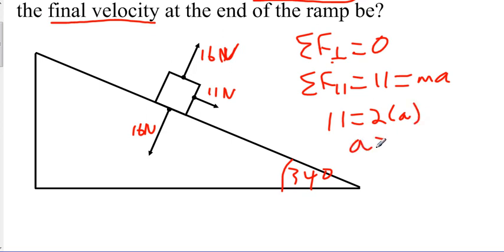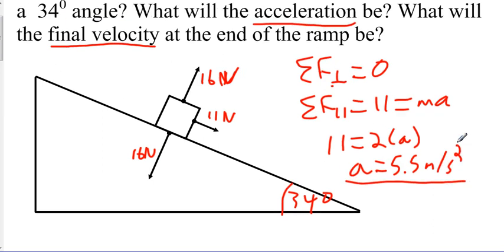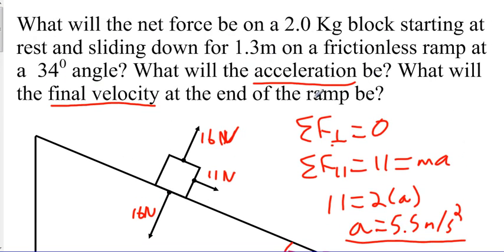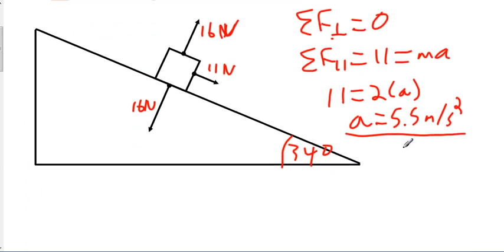So our acceleration is 5.5 meters per second squared. That's our first answer. So that is our acceleration. And this will be down the ramp. It's down the ramp because it's in the direction of the net force, which is down the ramp.